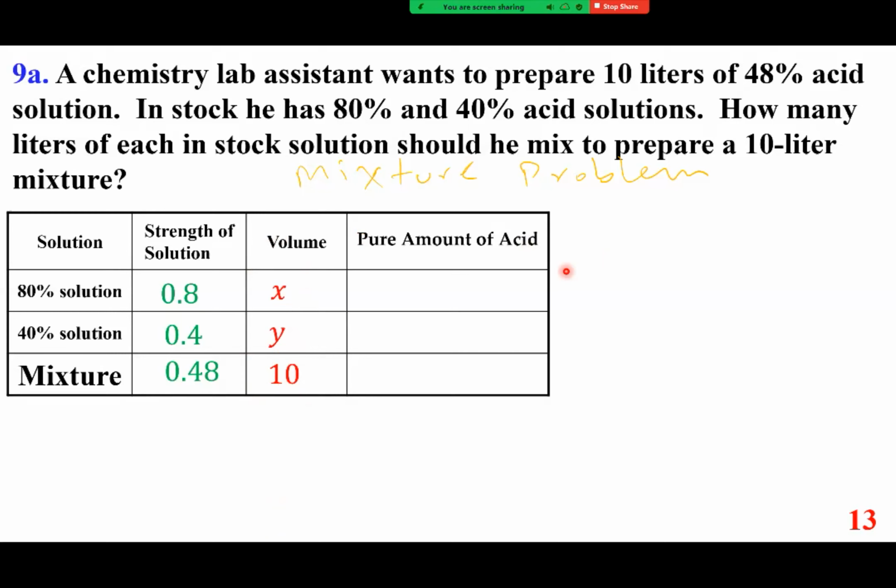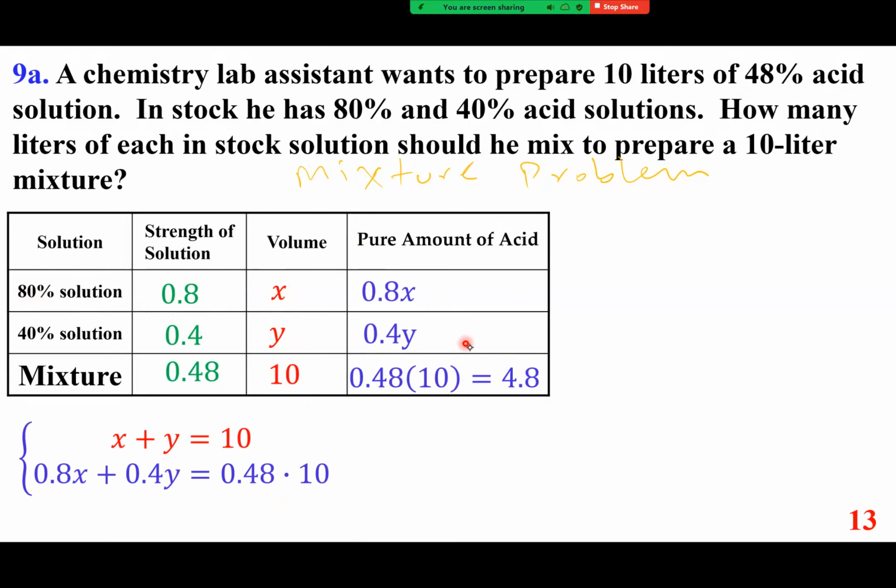Also, the pure amount, the actual amount of acid, is the product of the two. Something which is 80% solution means 80% acid, the rest is water. So 0.8 times X goes here, 0.4 times Y goes here, and 0.48 times 10, or 4.8, goes here. And this is the second equation. So this one gives us the first equation. This one, 0.8x plus 0.4y equals 0.48 times 10, which is 4.8, is the last one.